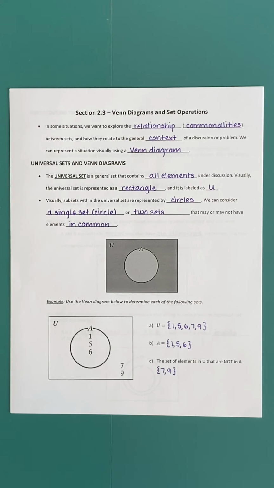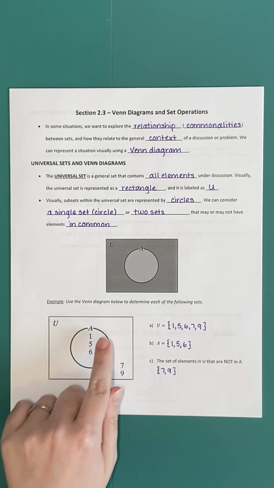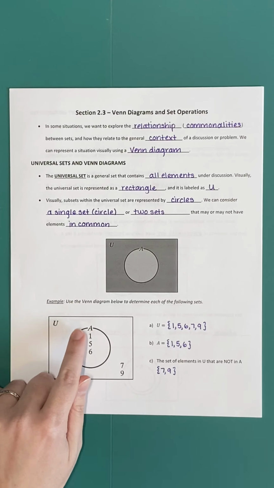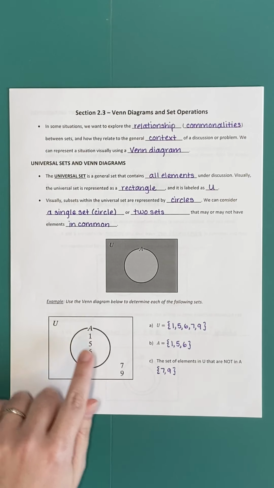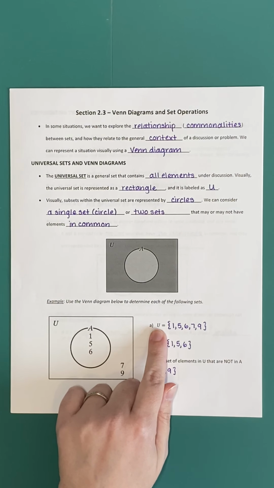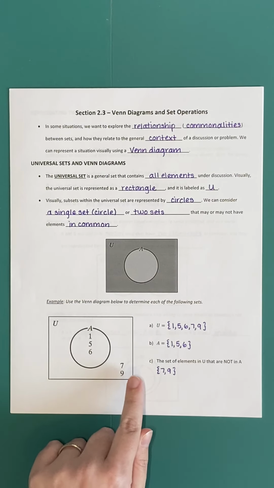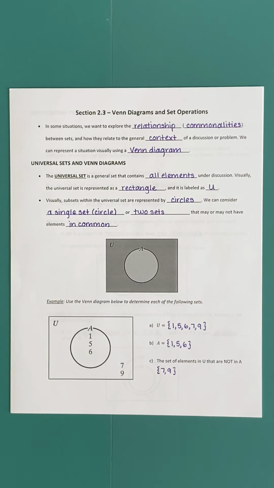So let's look at an actual one with some contents in order to determine what some of these sets are going to look like. So here's our Venn diagram. We have our universal set and we have what we're calling the set A. And our individual elements are 1, 5, 6, 7, and 9. So first off, let's define the universal set. What are the contents within the universal set? Well, that's defined as any element that exists somewhere within the rectangle, anywhere within the rectangle.